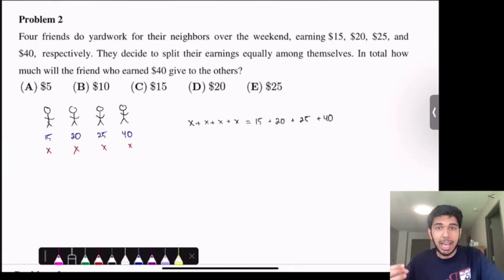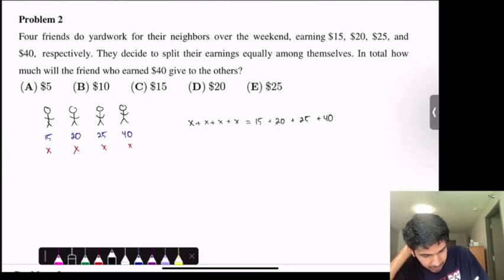that person should have. Let's say this person should have $30. At the end, all of the friends have $30. Then we know that the person who has 40 needs to give away some of their money to get to $30. In that case, it would be $10. But that'll be the second step. First, we need to figure out how much money they should have. So that's what we're solving for here.